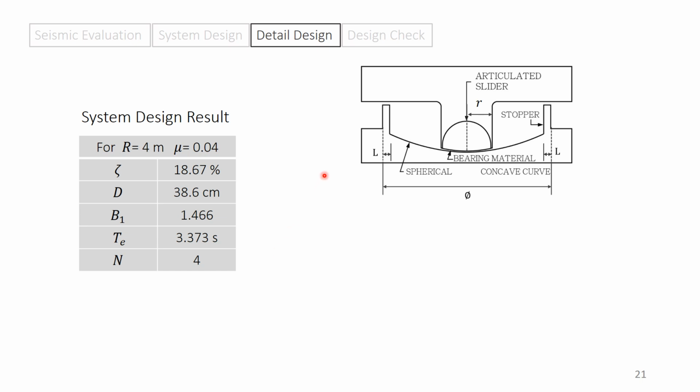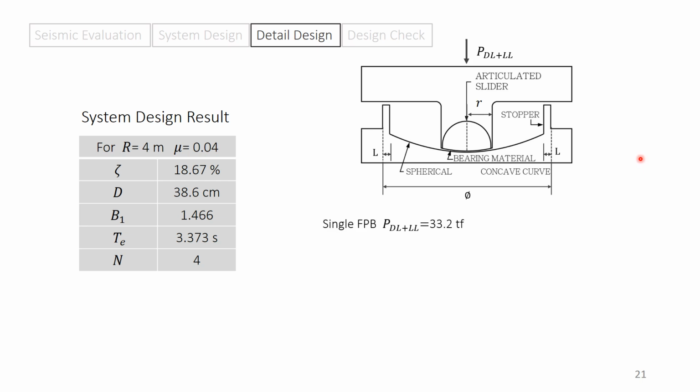So this will be the diagram of a friction pendulum bearing. It consists of an articulated slider whose radius will be small r. And also there is a spherical concave curve on the bottom. And between the slider and the concave curve there will be a bearing material. And at the boundary of the concave curve there will be a stopper.